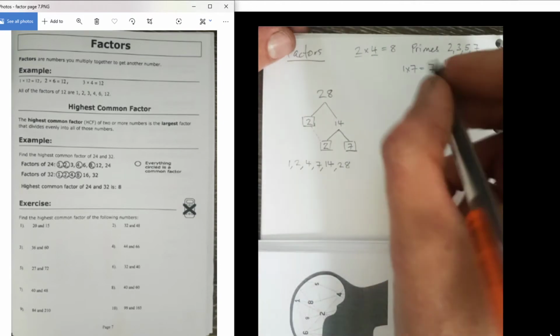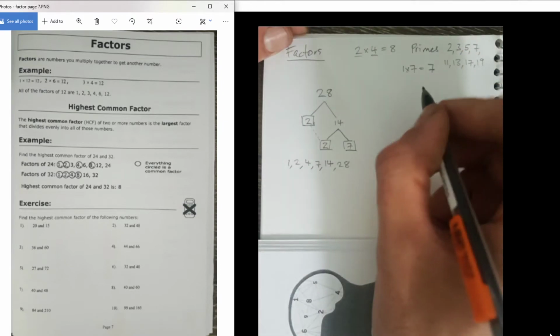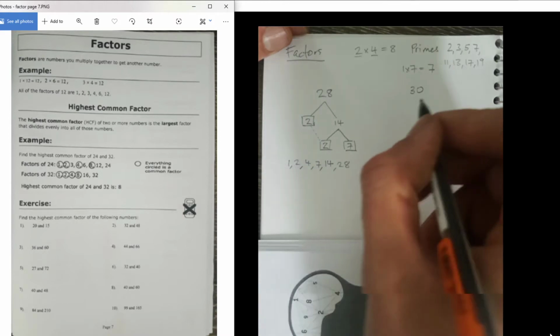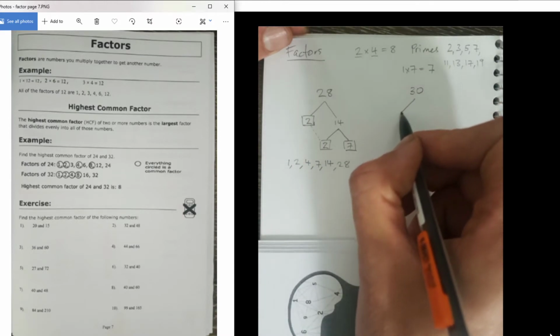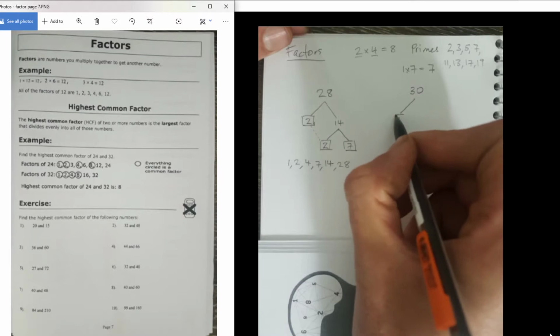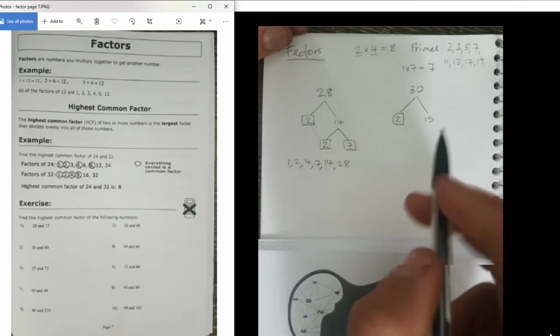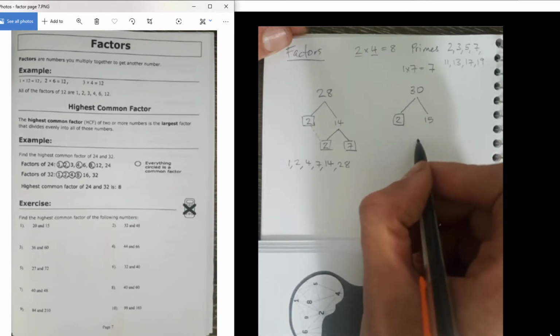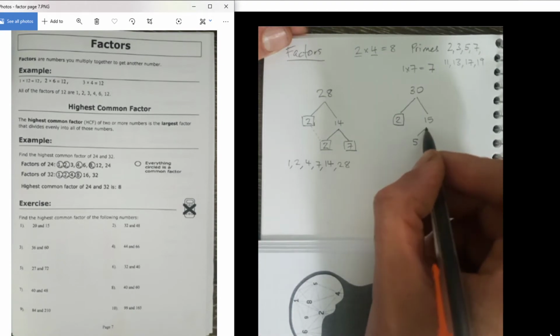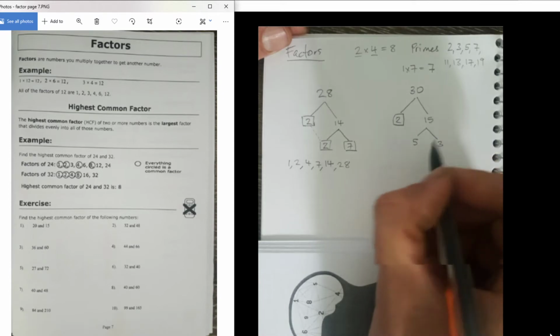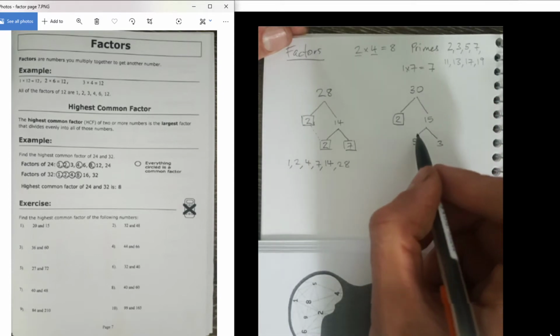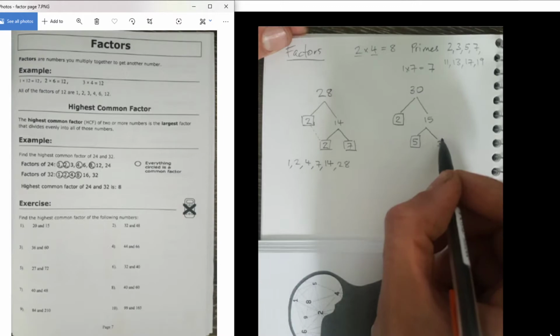Alright, let's choose another number, and we'll try it again. So let's say 30. So 30 is an even number, so it's going to be 2 times something is 30, and that is 2 times 15. Is 15 a prime? No, because 5 times something is going to get us 15. 5 times 3 gets us 15. And look at that, 3 and 5 are both primes. So that's as much as we can do on our tree.